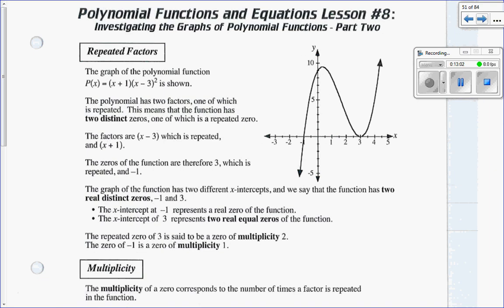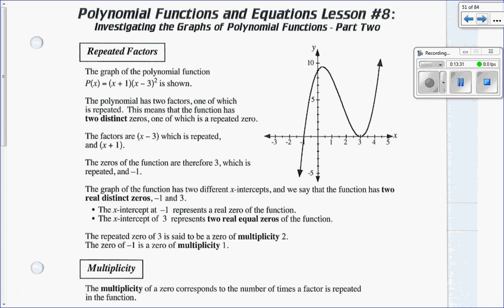Okay, so here is the graph of a polynomial function, and because of its shape, this is a function of degree 3. If it was just a parabola, it would be degree 2. If it looks a little bit like a W or an upside-down W, an M, then it would be degree 4. This shape here is degree 3. This is a cubic function.